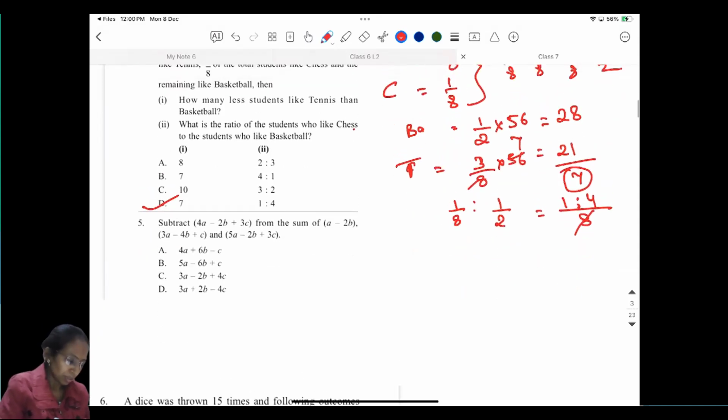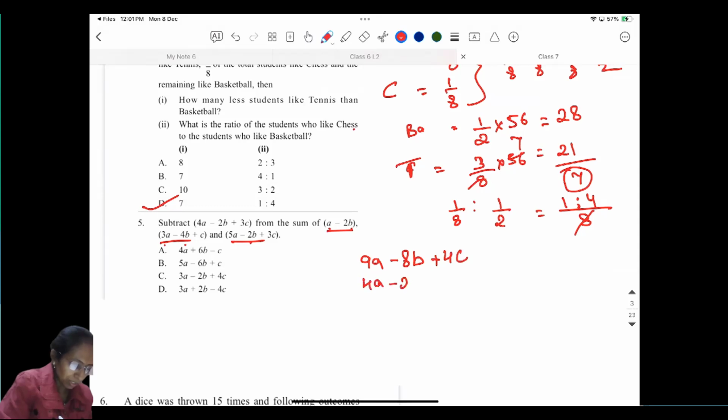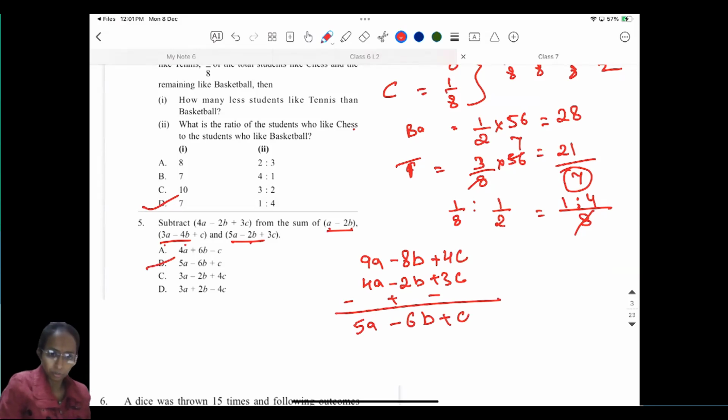Now the fifth one, subtract this from the sum of these three. So first of all, I need to add 1, 2 and 3. When we add the like terms A, 3A and 5A, I will get 9A. Then minus 2B, minus 4B and minus 2B again. So minus 8B. And C and 3C, that is 4C. And from this, I have to subtract 4A minus 2B plus 3C. When we subtract, we just change the signs. So we are having 5A minus 6B and plus C. That means B is the correct option.